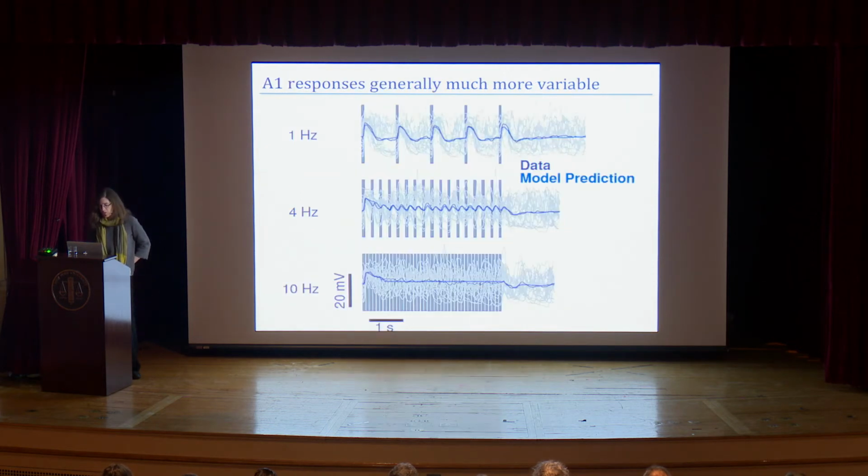So just to quickly flash up an A1 response, in general, at least in Ellie's hands, the A1 responses have been just much more variable, and so we just haven't been as confident in the model fits. Just wanted to show you one example. We're doing okay, but it's kind of a mess, so these are individual trials.